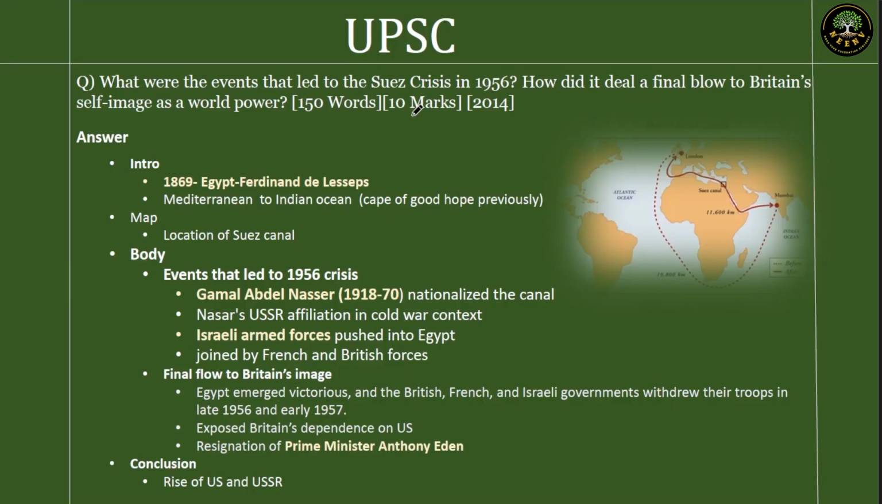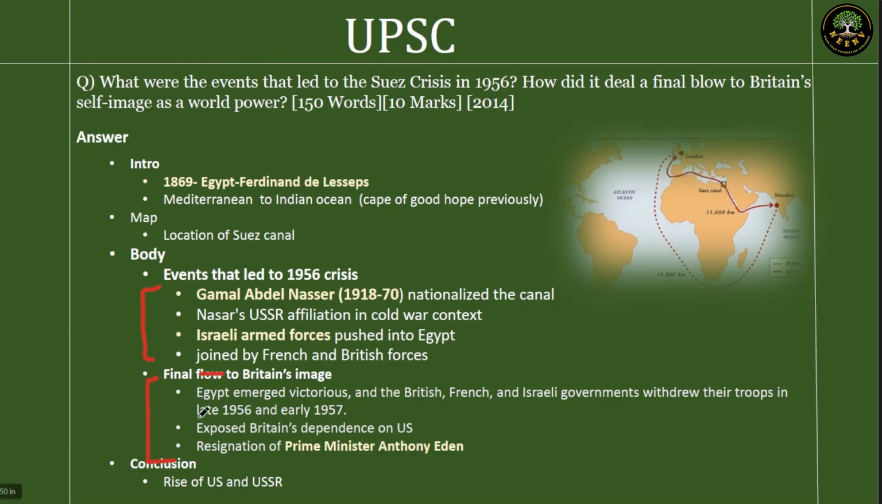We have a very interesting question here. What were the events that led to the Suez Canal crisis in 1956? How did it deal a final blow to Britain's self-image as a world power? So two parts. The final blow here is the blow to Britain's image as a world power. That's the second part. The first part is the events that led to the Suez Canal crisis.